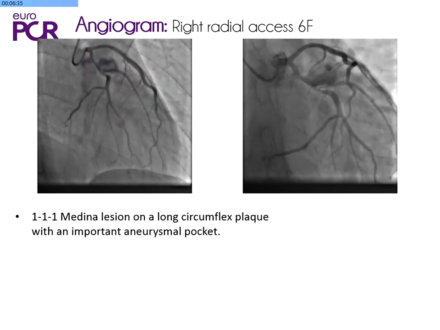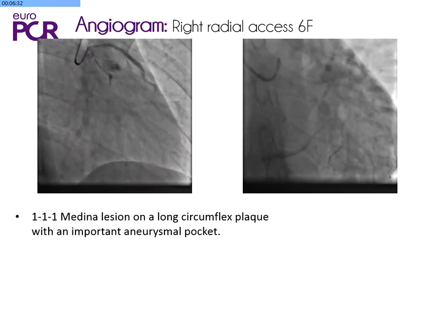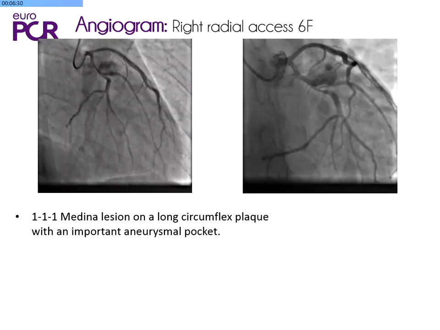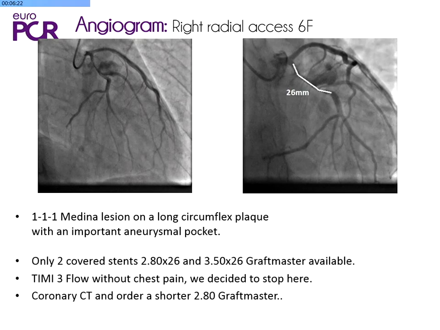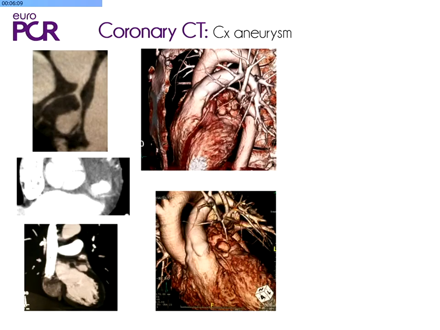The angiogram done with right radial access showed a 1-1-1 medina lesion on the long circumflex plaque with an important aneurysmal pocket, as you can see here. At that moment, we had only two very long guide masters, 26 millimeter. With TIMI 3 flow and without chest pain, we decided to stop the procedure here to perform a coronary CT and order a shorter guide master. The coronary CT done 1 day after showed a very important aneurysm tied to the circumflex artery with a large collar, as you can see here.